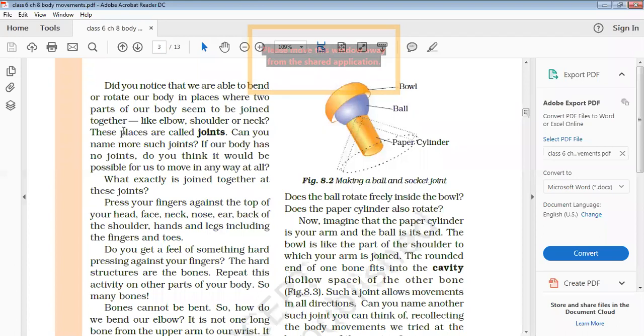If our body had no joints, do you think it would be possible to have movements in our body? No. If no joints are present in our body, we will not be able to move our body. Where two or more bones meet together, that part is known as a joint. What exactly is joined together at this joint? Press your fingers against the top of your head, face, neck, nose, ear, back of the shoulder. Do you feel something hard?